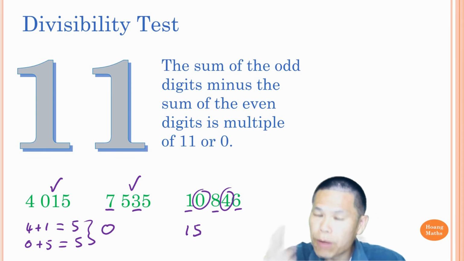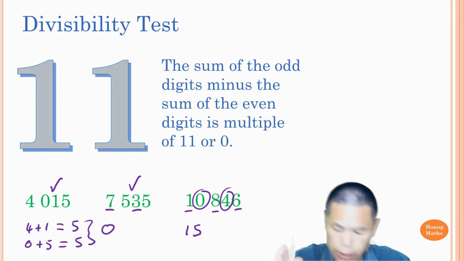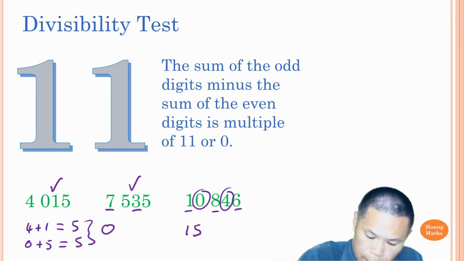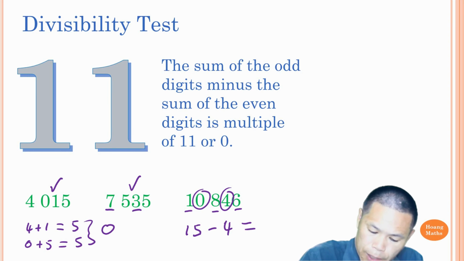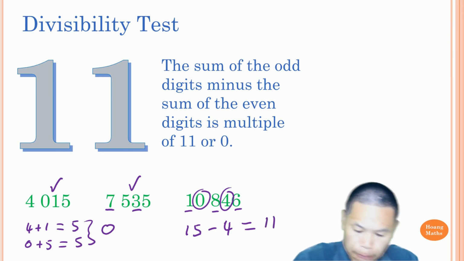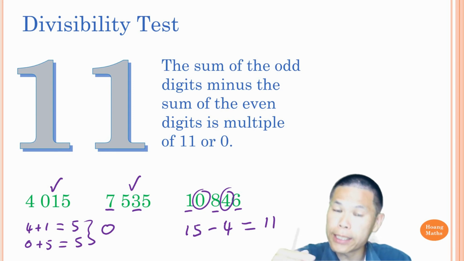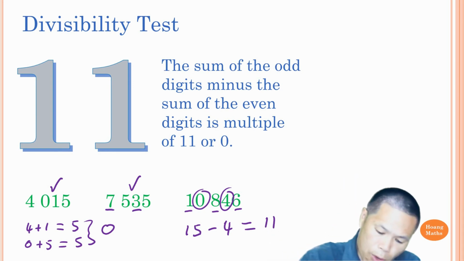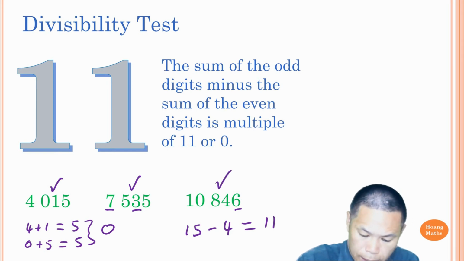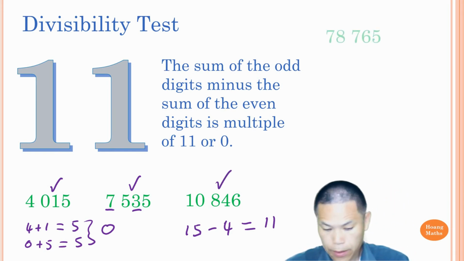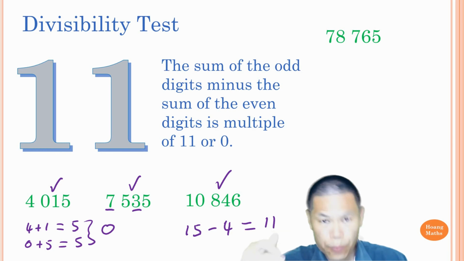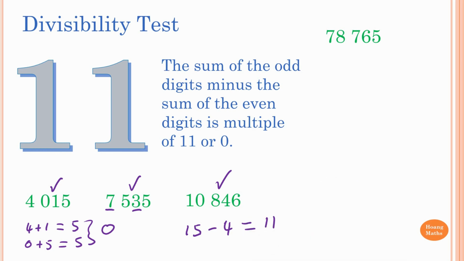So remember, even position, okay? Not the even digits, all right? Just keep that in mind for me. Then that becomes 4. So the difference is 11, see? So we go 15 minus 4 is 11. So it is divisible by 11 because 11 is divisible by 11. So therefore, this number here is divisible by 11. Please pause the video and try this one yourself.